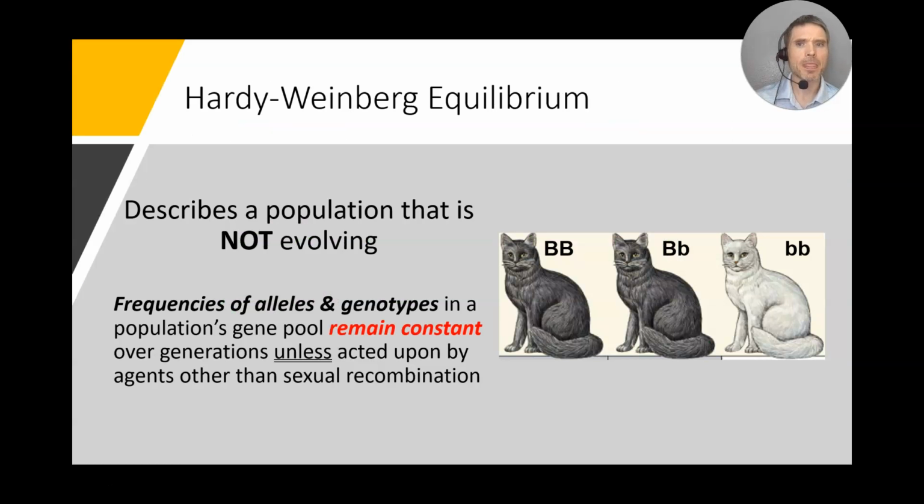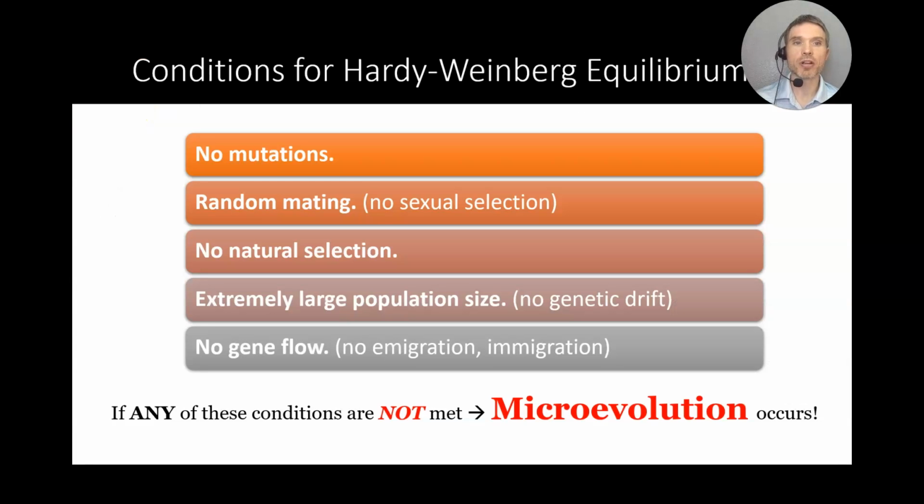Well, what happens if our allele frequency remains constant? If they remain constant, in other words, our population doesn't evolve, this is a particular situation that is described as the Hardy-Weinberg Equilibrium. In order for Hardy-Weinberg Equilibrium to occur, these 5 conditions must be met. These include no mutations in the population, so that DNA doesn't change.